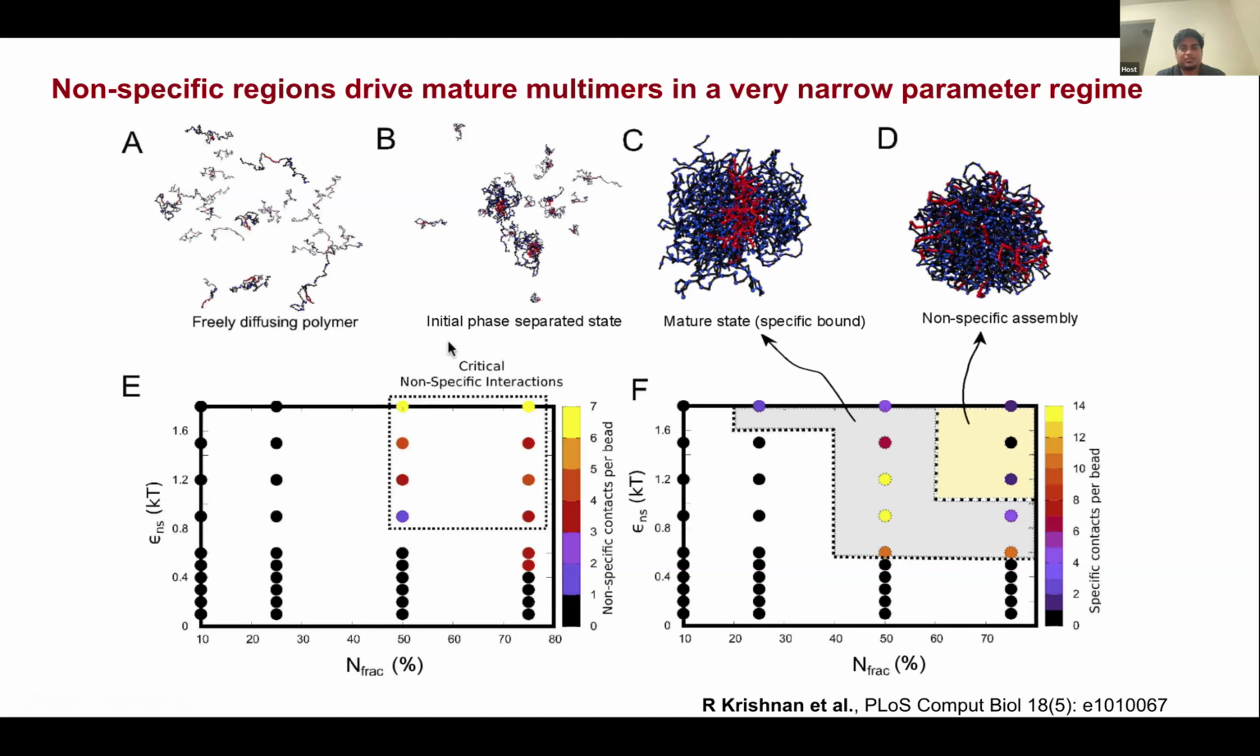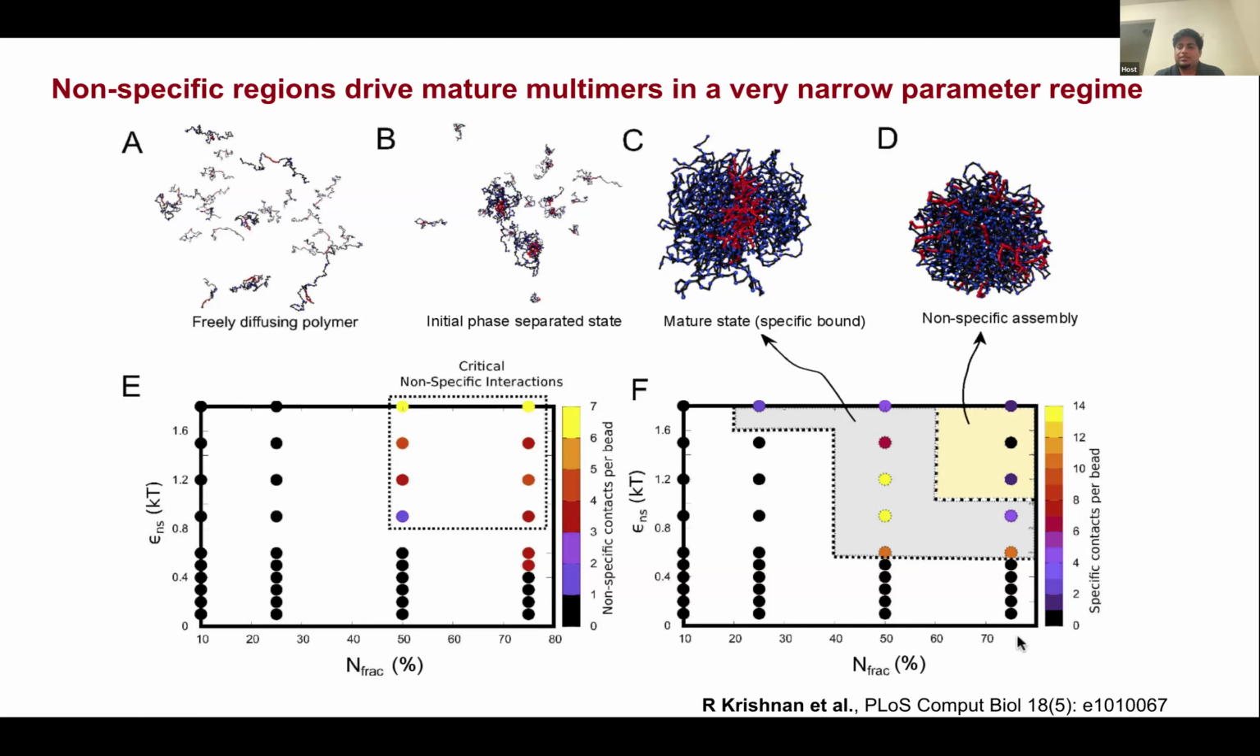When these clusters are formed, there are two different regimes of specific contacts observed. Here specific contacts is plotted for the same epsilon ns and n frac. N frac means the number of non-specific beads, and epsilon ns is the non-specific interaction. In this gray region, you can see the number of specific contacts is very high, like 8 to 14. You can see red and yellow. So the specific contacts, the red contacts, are more. So a mature state is observed.